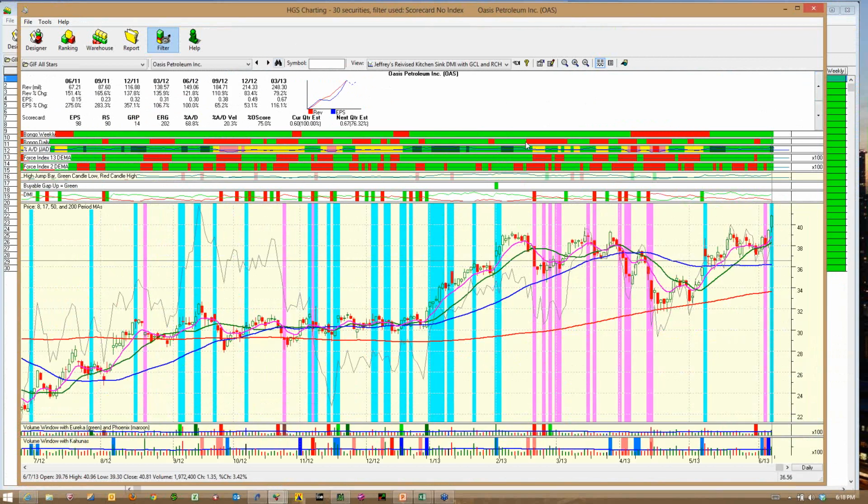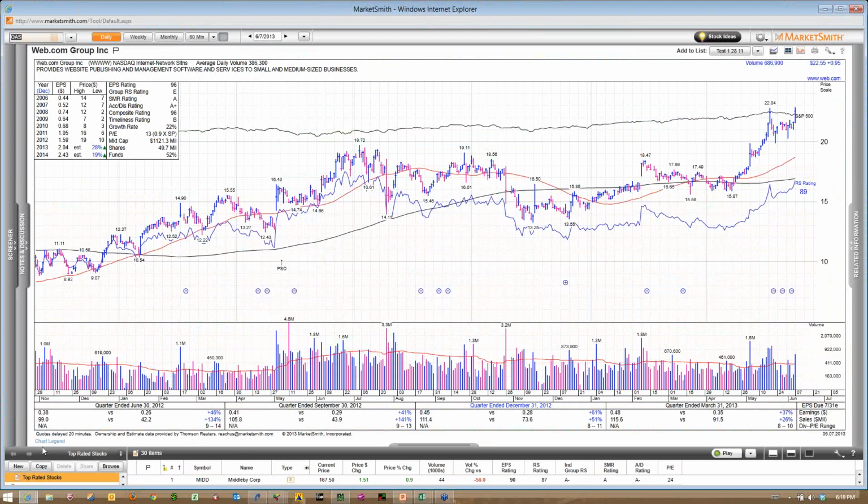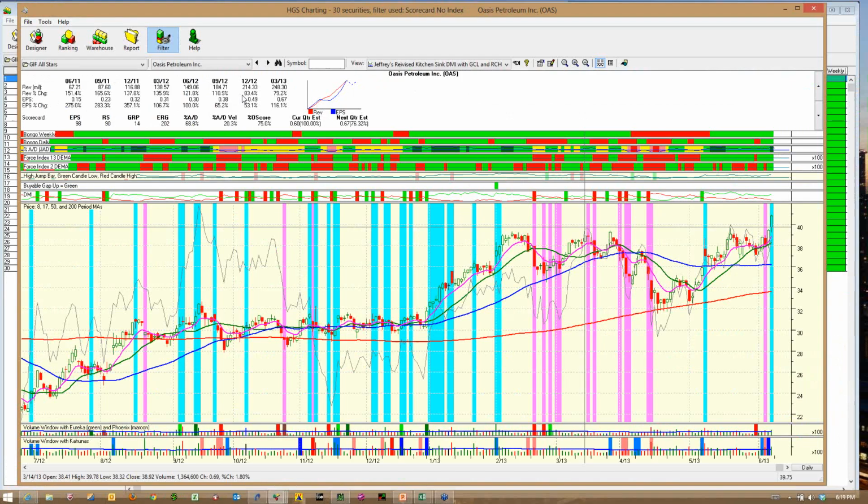Oasis Petroleum breaking out to new highs. A couple of kahunas, one red, two blue. And again, this was another stock that I was impressed with because of its earnings per share growth. Take a look at that. You can see the growth rate almost double what the multiple is. That's my kind of fundamental, because it's a stock that is clearly poised to go higher.